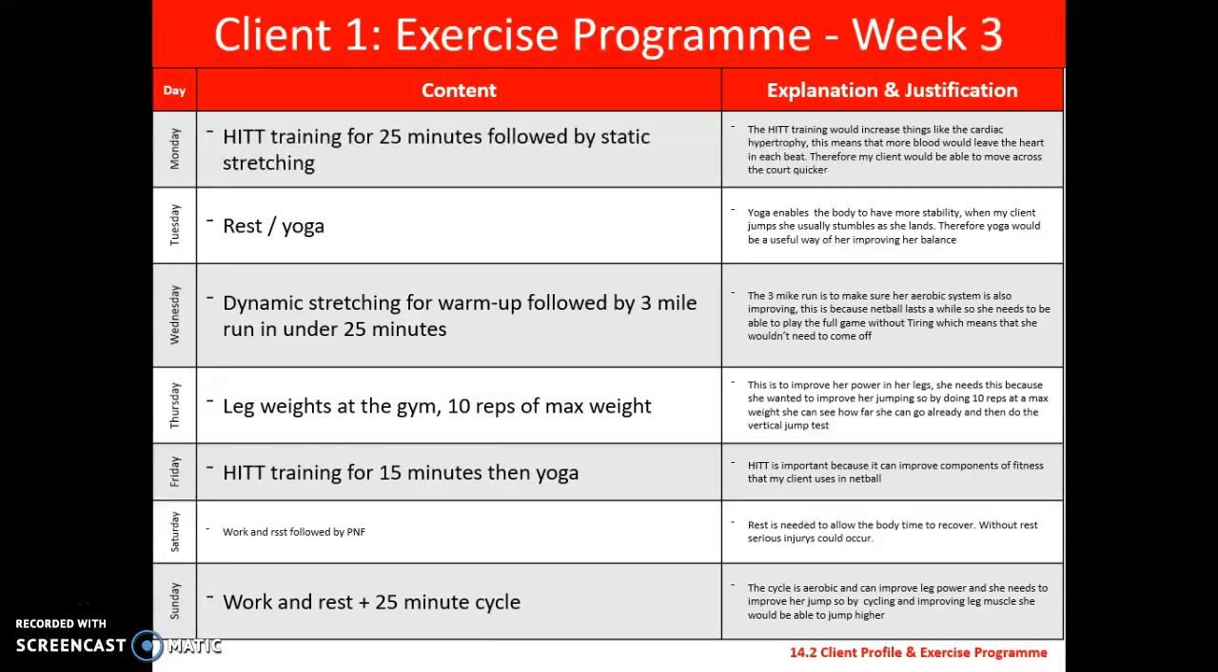On Wednesday, she would have dynamic stretching for a warm-up, followed by a 3-mile run in under 25 minutes. The 3-mile run is to make sure her aerobic system is improving. This is because netball lasts a long time, and she needs to be able to play each quarter, as substitutions can only be made after each quarter. And if she cannot last each quarter, then she'd have to come off, unfortunately.